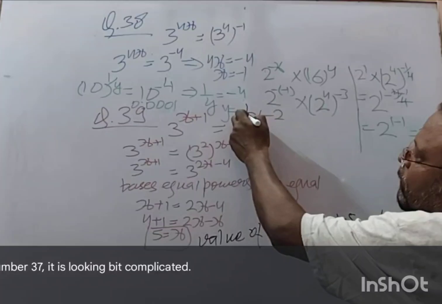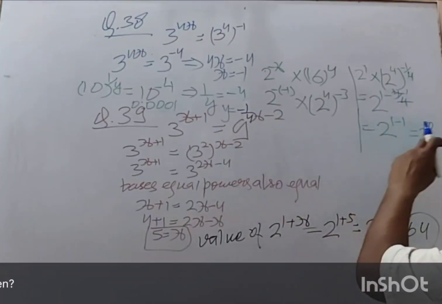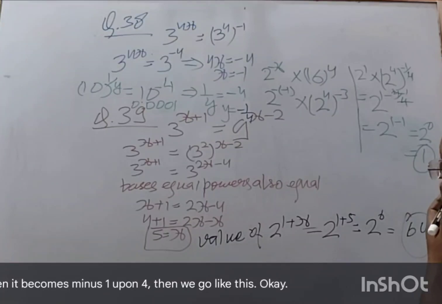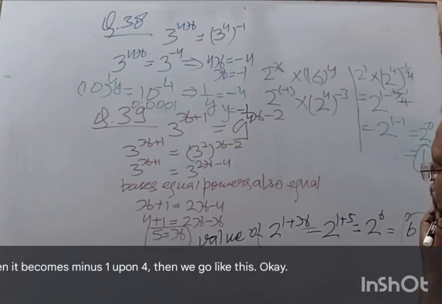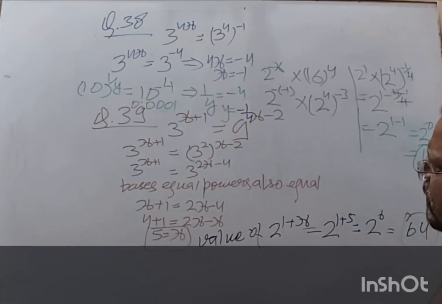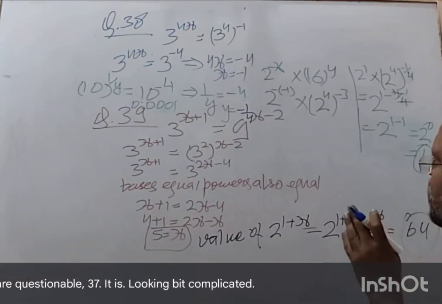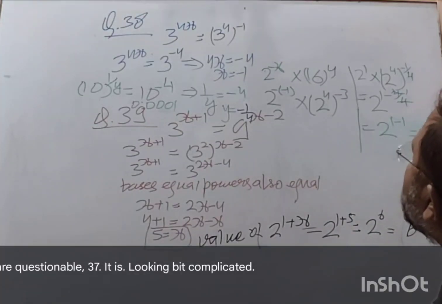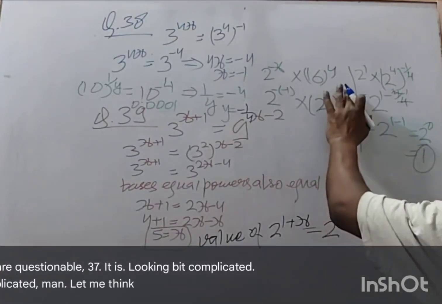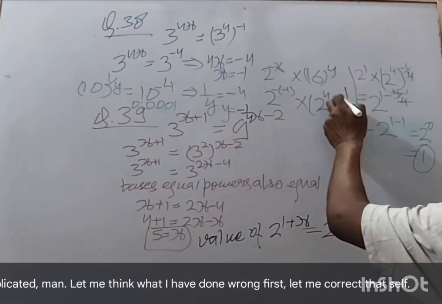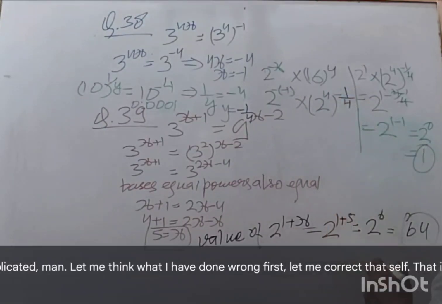-1 upon 4. When it becomes -1 upon 4, then we go like this. Okay? Yes, sir, noted. Question number 37, it is looking a bit complicated. Nothing is complicated, man. Let me think what I have done wrong first. Let me correct that myself. That is more important.